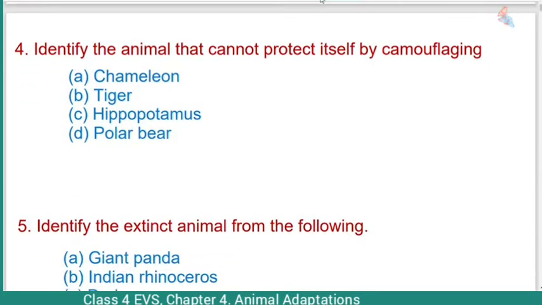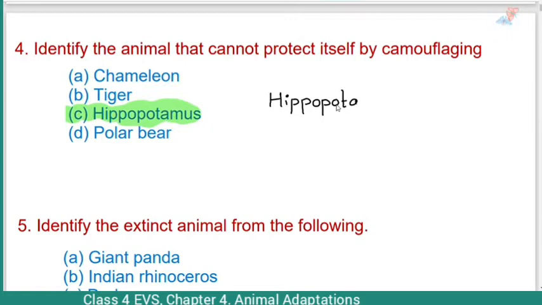Fourth question, identify the animal that cannot protect itself by camouflaging. Chameleon, tiger, hippopotamus, polar bear. Answer is hippopotamus. The animal that cannot protect itself by camouflaging is hippopotamus.